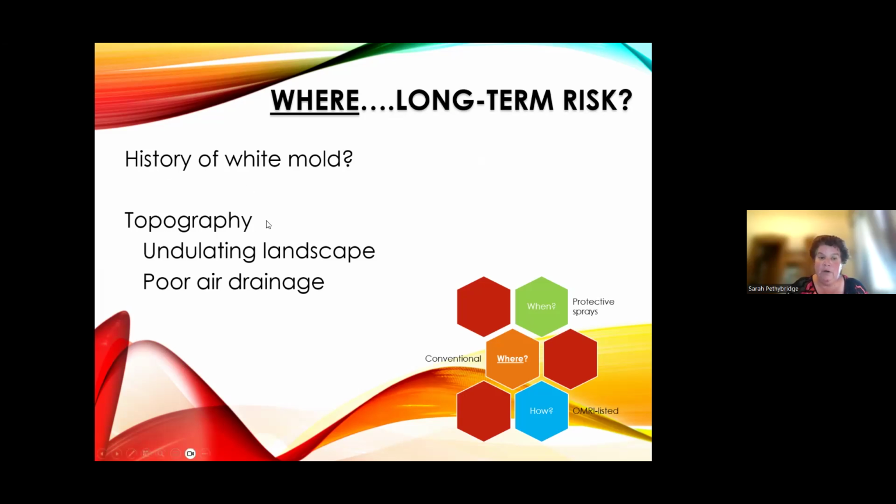Now, topography also influences white mold risk. So the undulating landscape that we experience in New York and Vermont and elsewhere is perfect for enhancing the conditions for white mold. Poor air drainage around sites that might be surrounded by trees, for example, anything where relative humidity is high and leaf wetness is going to extend, also makes the field more conducive for white mold, assuming the inoculum is present in the soil.